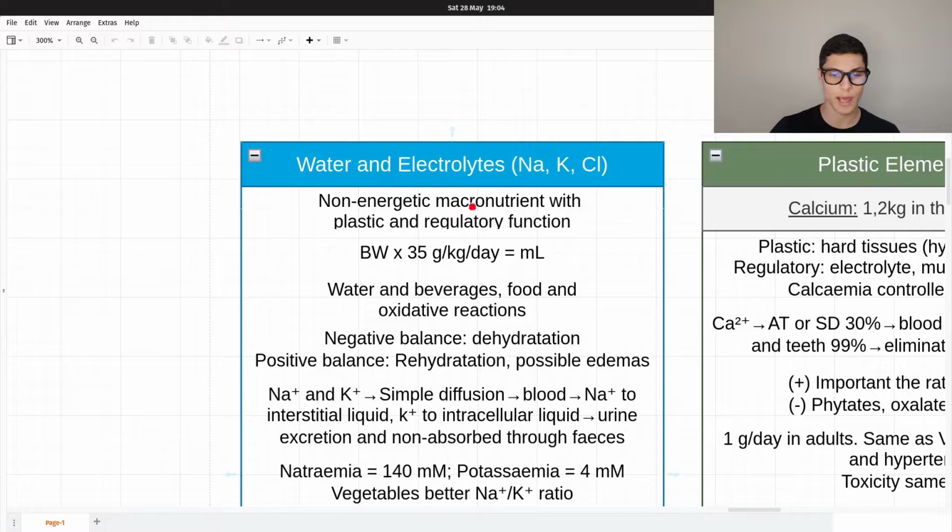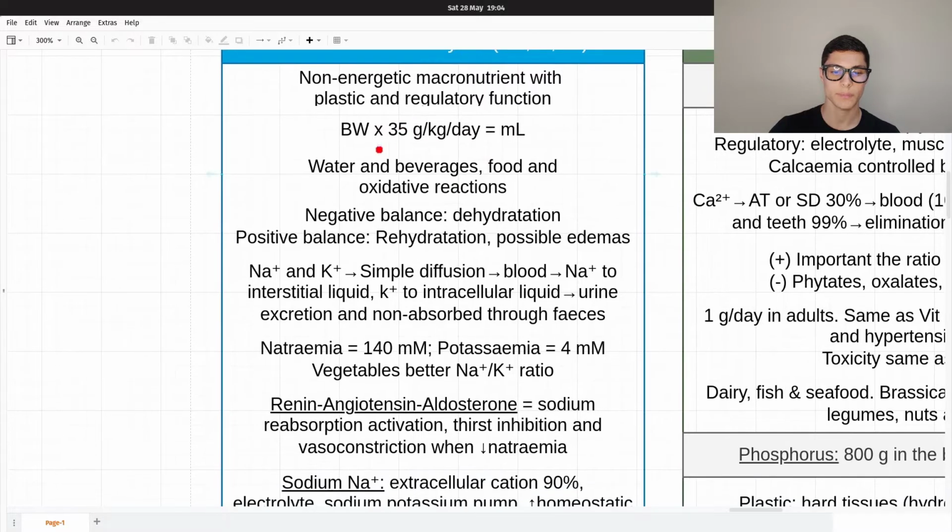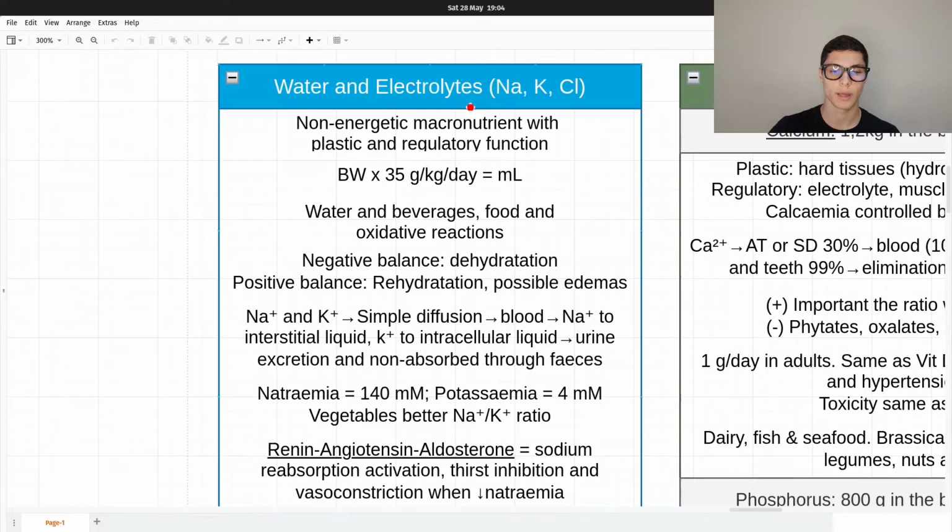And if we talk about electrolytes, we need to talk about water as well. So water first. Water is a non-energetic macronutrient with plastic and regulatory function. If we want to calculate how much water we need to consume in a day, we need to multiply our body weight in kilos by 35 and we will get the milliliters. Water and beverages are the main sources of water. We can get it straight from water, beverages, and food, and oxidative reactions inside our body can also give us some water.